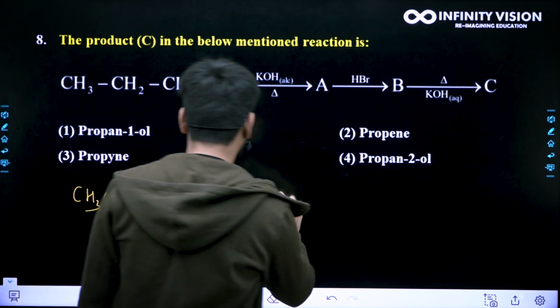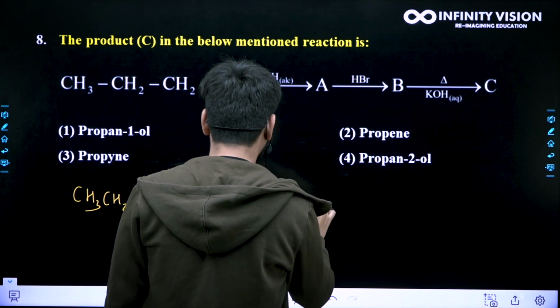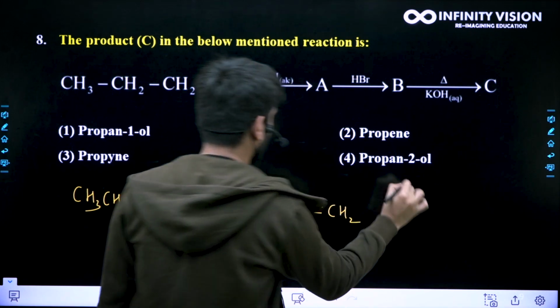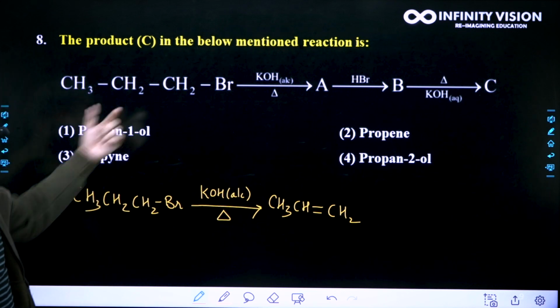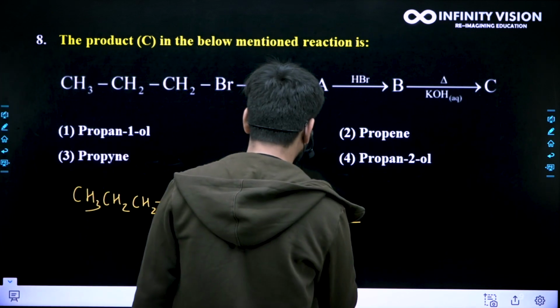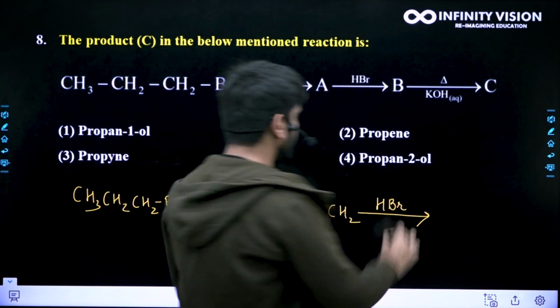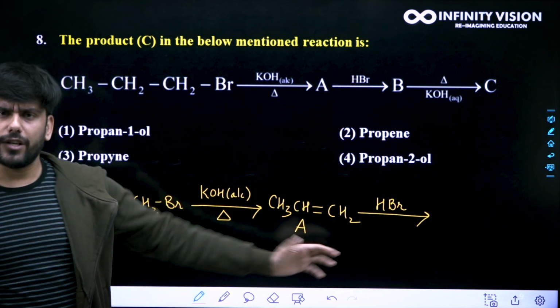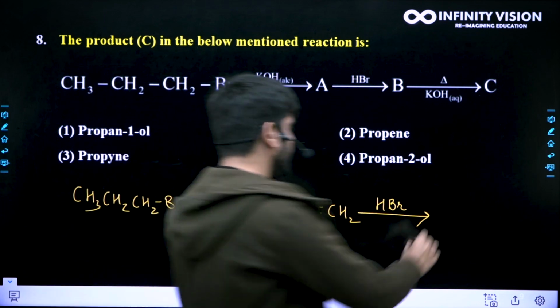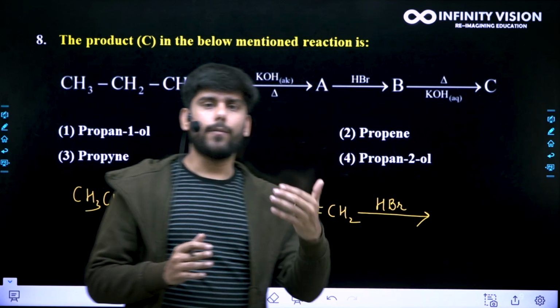So what do we get? We get alkene of this sort, right? This is the alkene we get. This is A. Now, A upon treatment with HBr. Now, this is an example of electrophilic addition reaction, right? What do we get? It is accompanied by the carbocation formation.